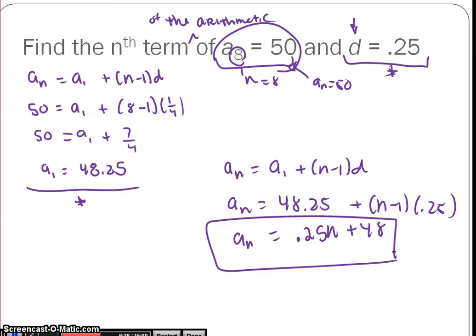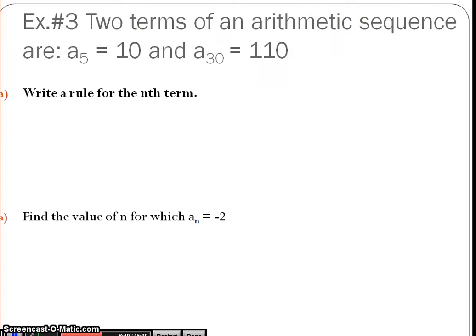So this one differed because I wasn't given the first term. I had to find it using the 8th term. So the 8th term was 50, and I plug in the 8 for it being the 8th term. Okay, move on to the next problem.